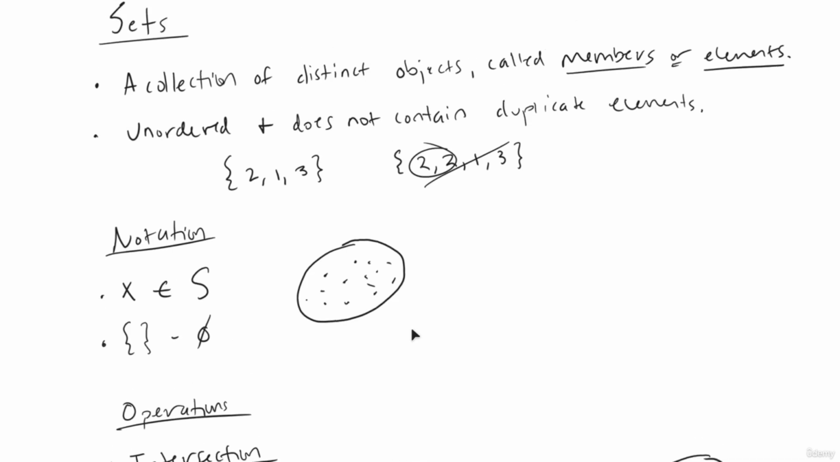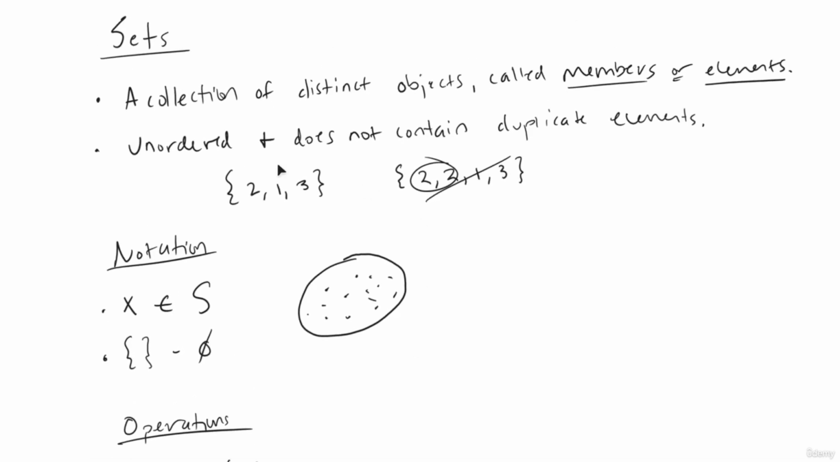We talked about some notation, and we defined what a set is. Remember, it's unordered and it does not contain duplicates. All right, so in this video, I want to talk about some other properties of sets. De Morgan's laws is going to be the main focus, and then we're going to go into some other properties as well.